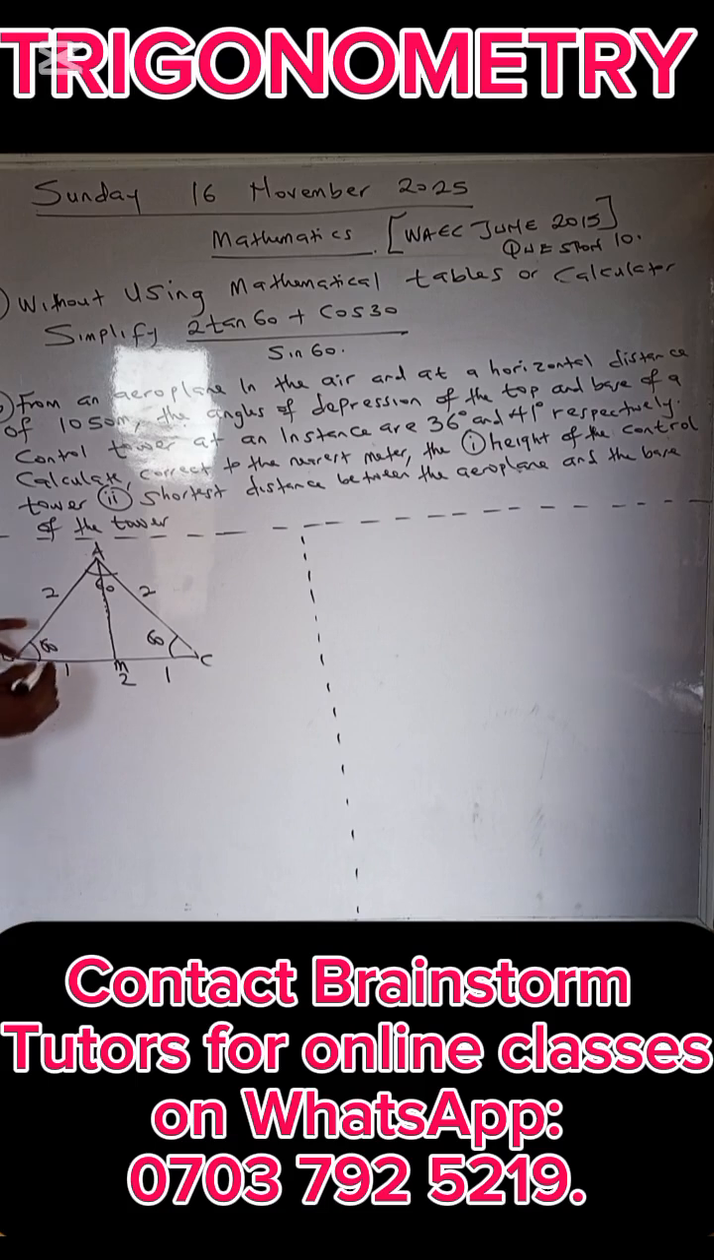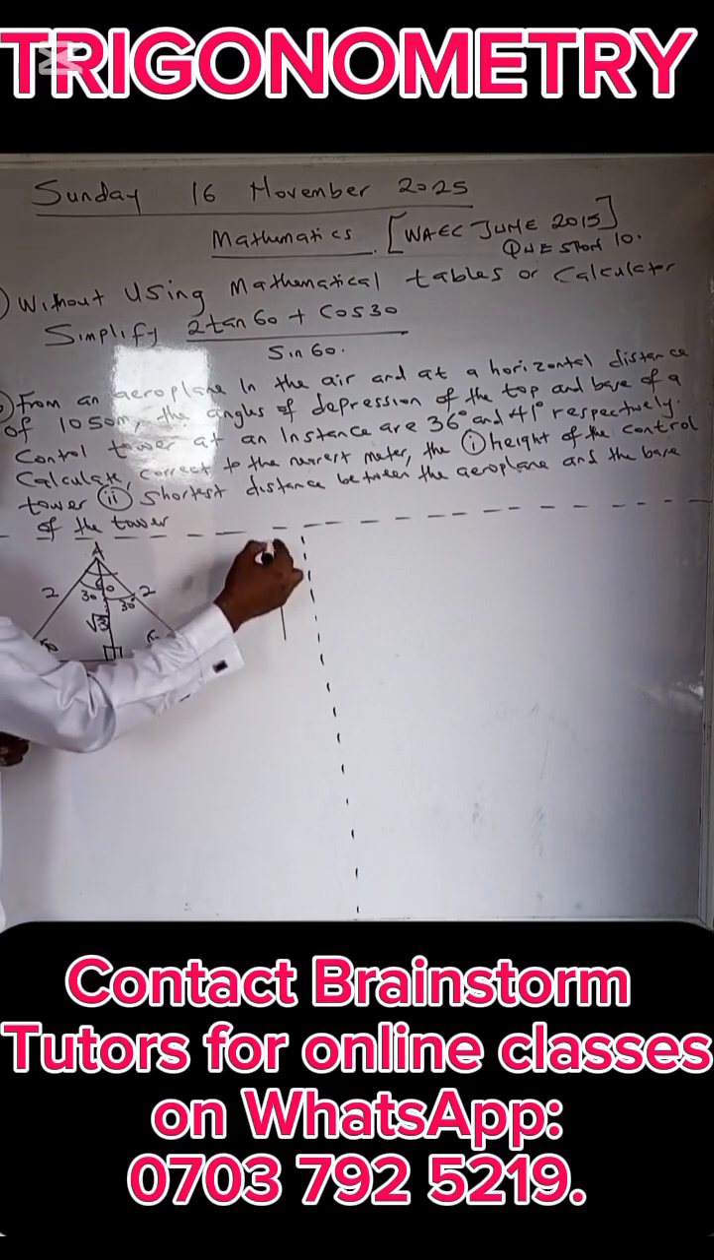Now, this perpendicular line will also bisect this angle of 60 degrees into 2 equal parts. Here becomes 30 degrees and this side also becomes 30 degrees. So with this triangle, we can use Pythagoras theorem to get the value of AM. My AM is going to be equal to what? Root 3.